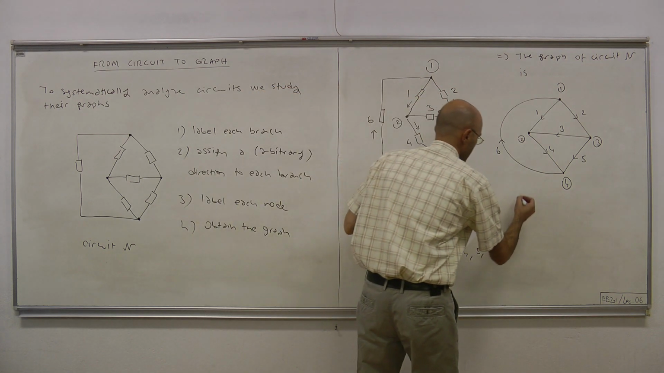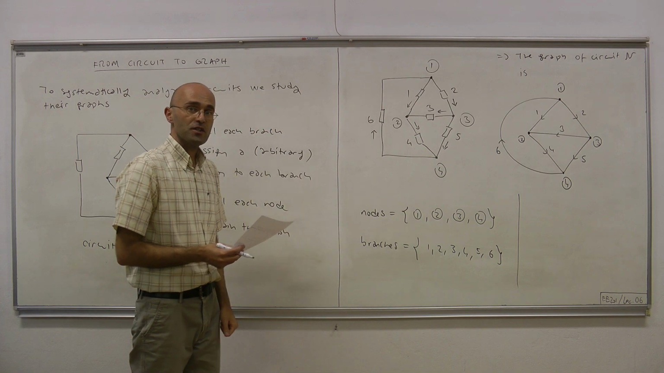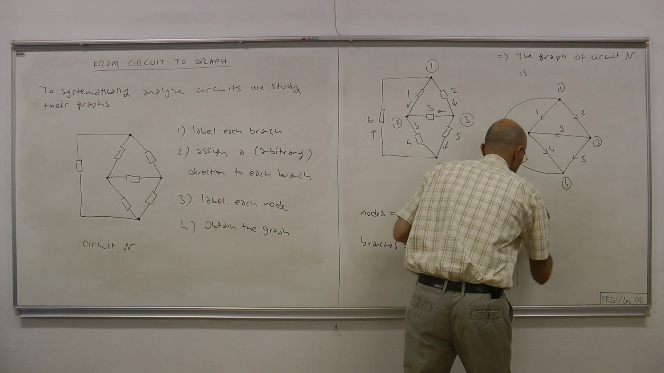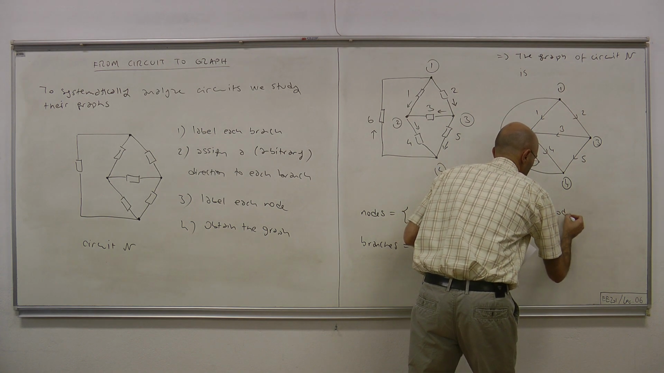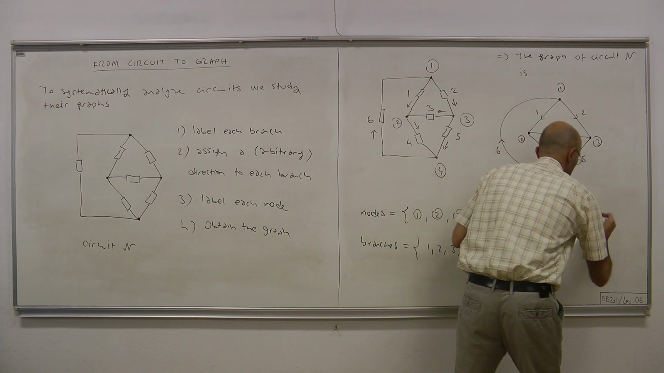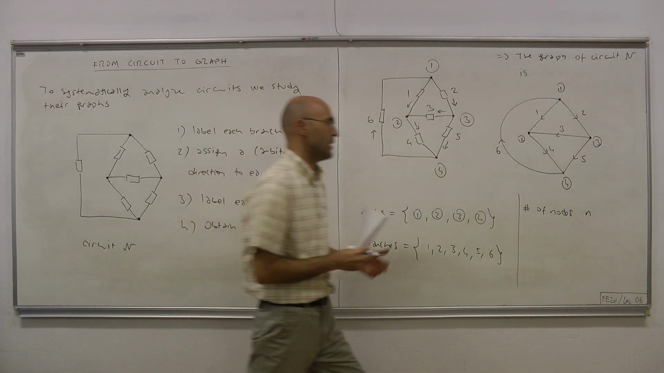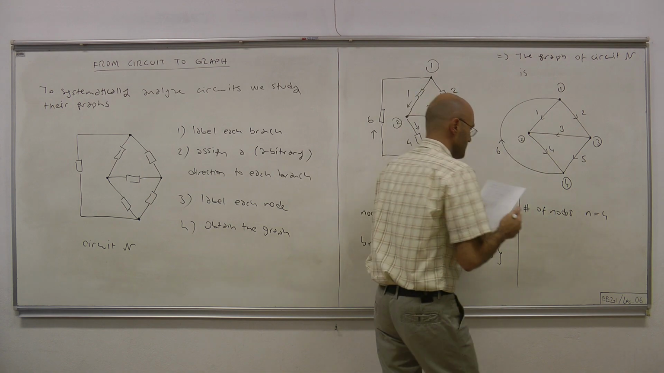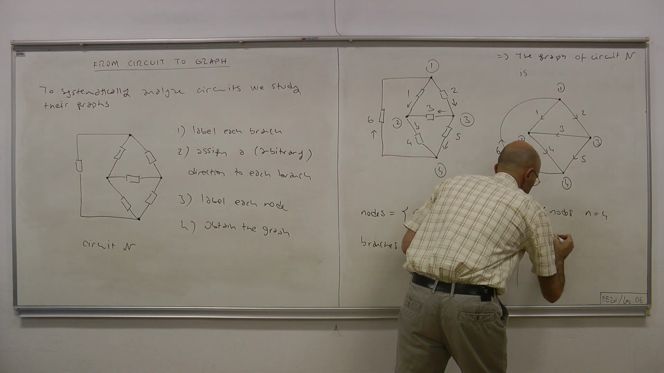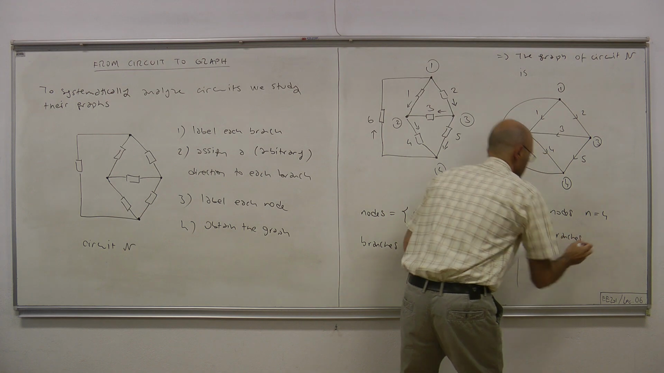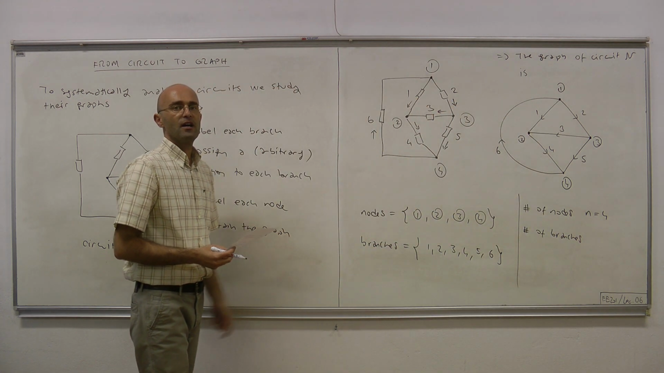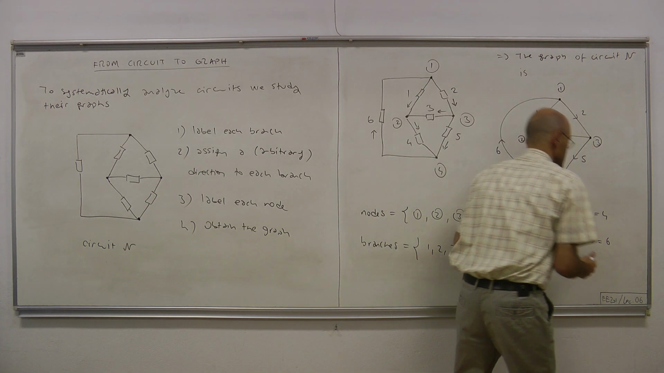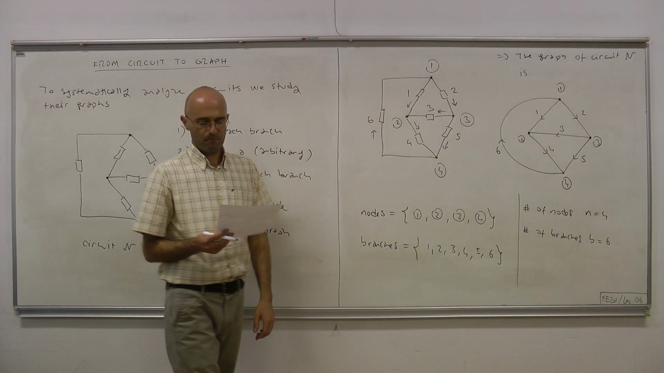Now for our later general discussion, let's introduce some notation. From now on, we're going to denote the number of nodes with n. In our case, n equals 4 because we have 4 nodes. And the number of branches for a given graph or circuit, we're going to denote by the letter B. For our particular example, B is 6.